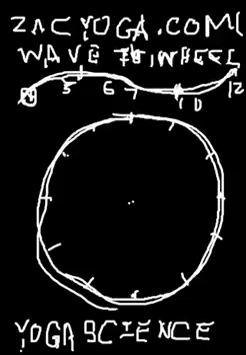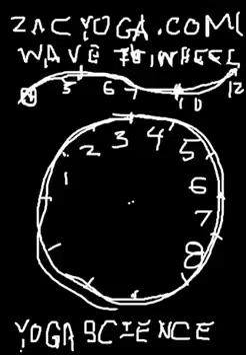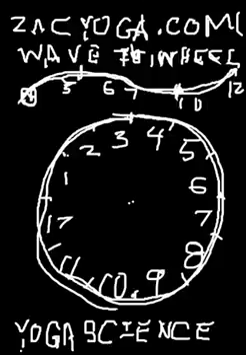So we're going to map this wave now on the wheel, and we're going to use this natural wheel. There's many wheels, there's birth chart wheels and all that, but this is the original wheel that maps out nature and the human body. So we're going to do it like this: 1, 2, 3, 4, 5, 6, 7, 8, 9, 10, 11, and 12.